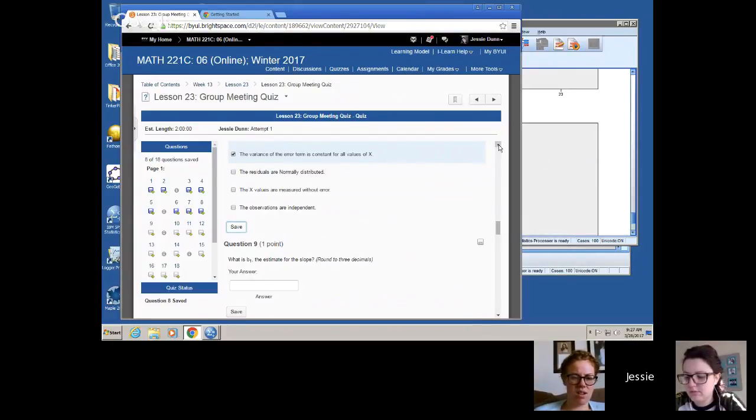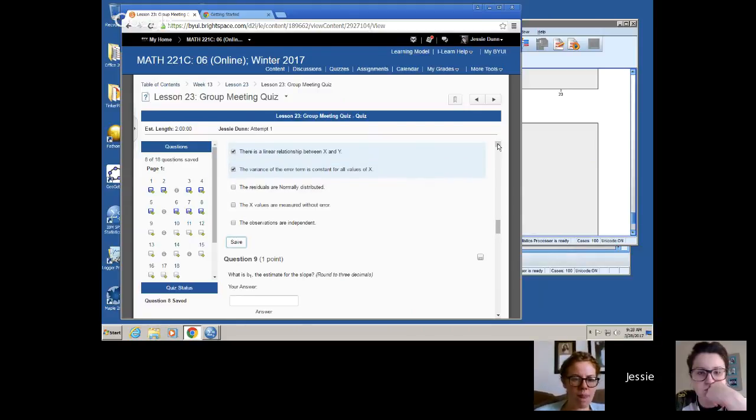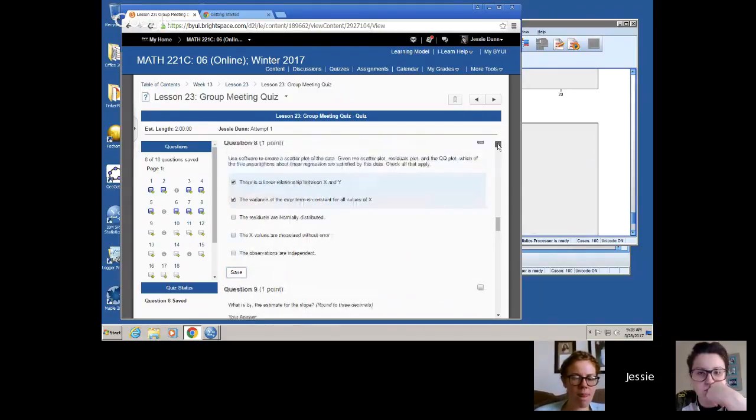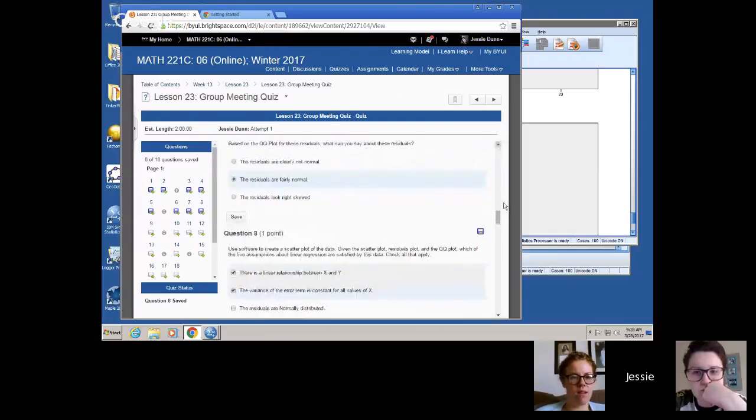I don't know if it's, okay, observations are independent. Cannot be checked. So it's not the last 2. I think it's all of them except the last 2. So the residuals are normally distributed? I thought we said up here they were, hold on. Oh, we said they're fairly normal. Okay.